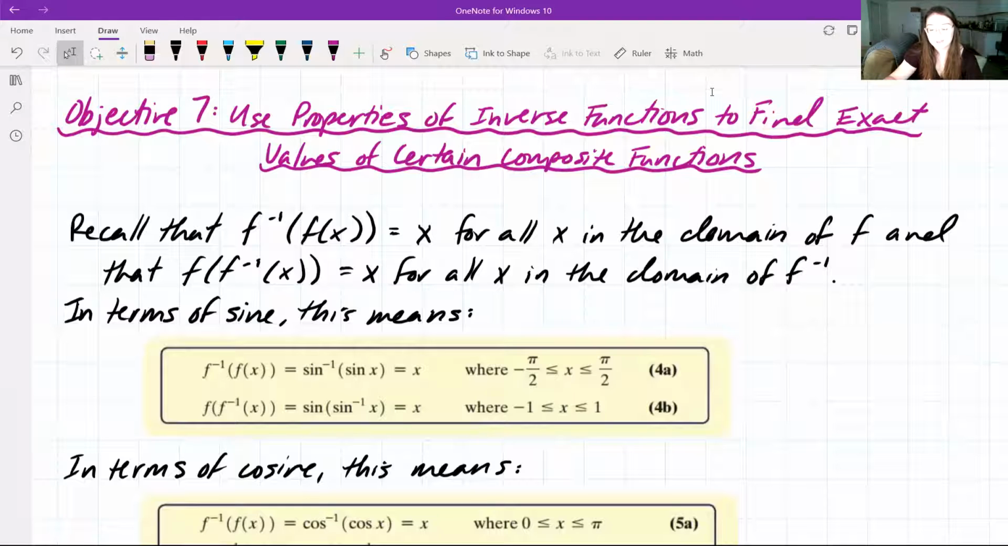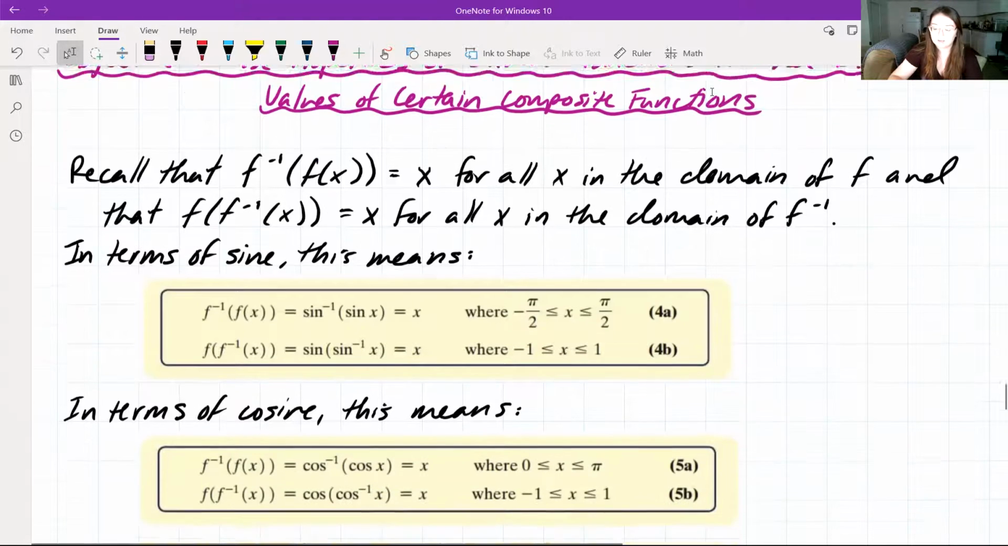So in terms of sine, this means that sine inverse of sine of x is equal to x, where x is between negative pi over 2 and pi over 2, including both. Then sine of sine inverse of x is equal to x, where now x has to be between negative 1 and 1, including both.